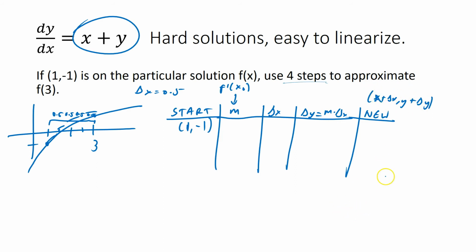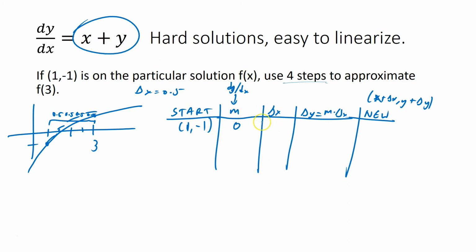So let's see if we can do it. Here we have our starting point, 1, -1, and I really shouldn't put f prime of x0 here because this differential equation involves x and y. So you could write dy dx here, right? This is dy dx because it's the slope, it's the derivative, the slope of the tangent line. Okay, so the slope at this point is going to be x plus y. That's 0. Well, that's easy.